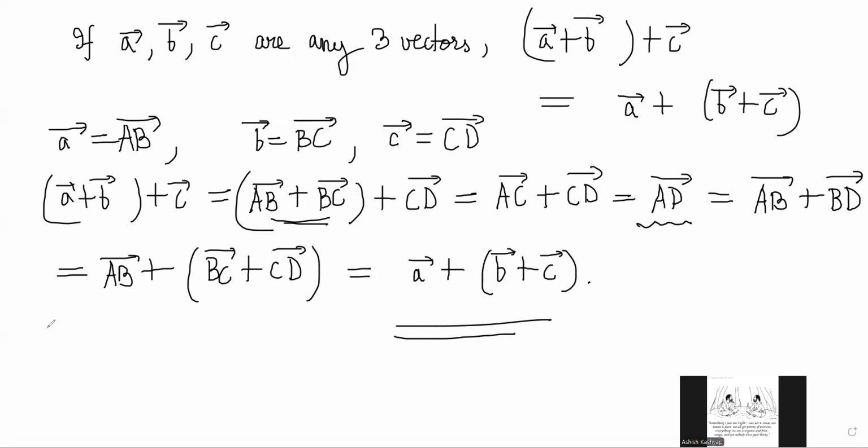So this is the proof. I hope you understand each step. We are writing, this is our initial assumption. A vector is AB vector, B vector is BC vector, and C vector is CD vector. And from there we have proved that the order of addition doesn't matter. And that is the associative property of vectors, right?